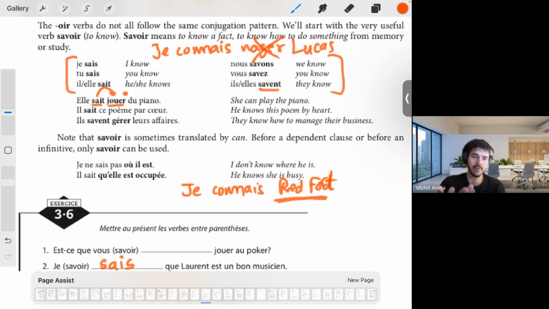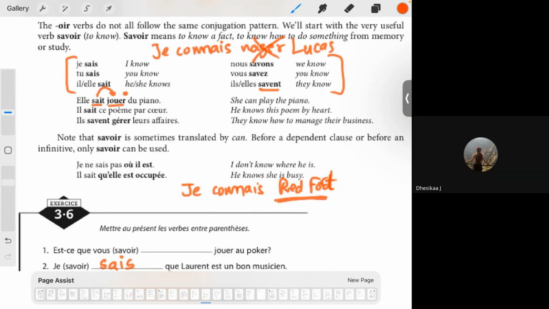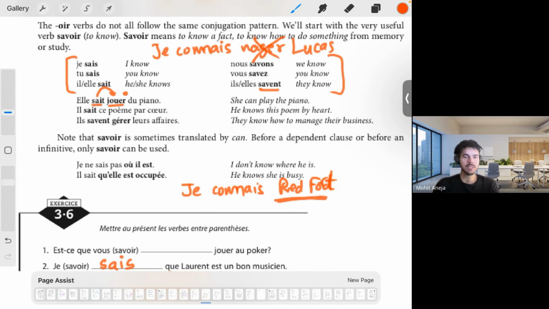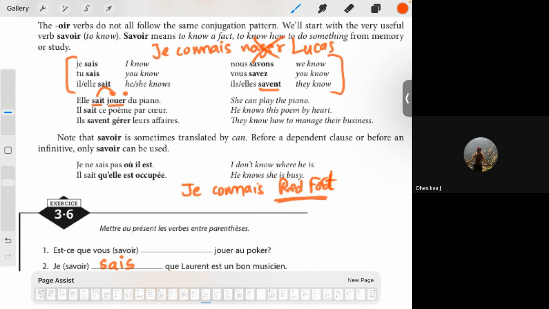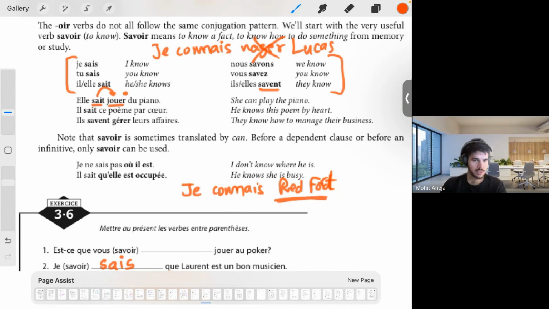For example, if I were to ask you, do you know how to speak French? How will you reply? Oui, je sais parler français. Je sais parler français. Je connais français would mean a person with a French name, or I don't know, I know him. Don't use that. So, je sais parler français. Do you understand this difference now? Small difference, not a big difference.